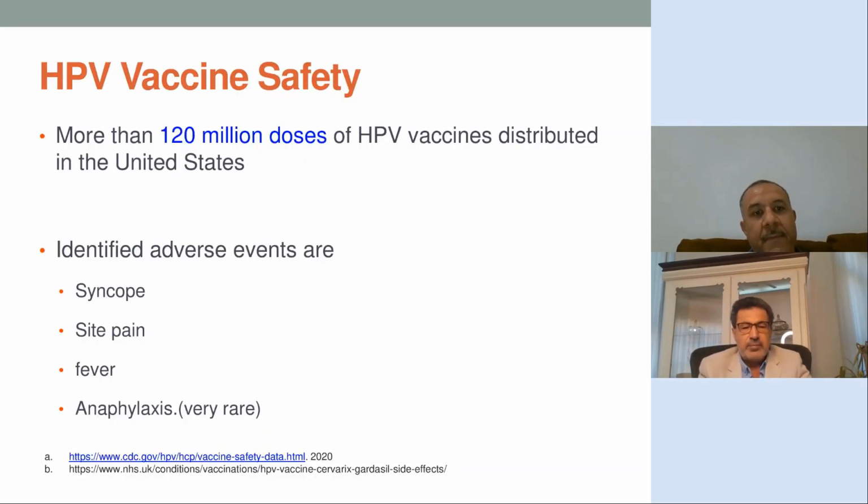Now, is it safe? This research is by the CDC, and they are talking about 120 million doses given in the United States. They identified these side effects: syncope, site pain, fever, and anaphylaxis. And if you notice, these side effects are related not only to the human papillomavirus vaccine. These are the side effects for any vaccine. So in general, there are no identified side effects for the human papillomavirus vaccine other than the side effects of the injection.